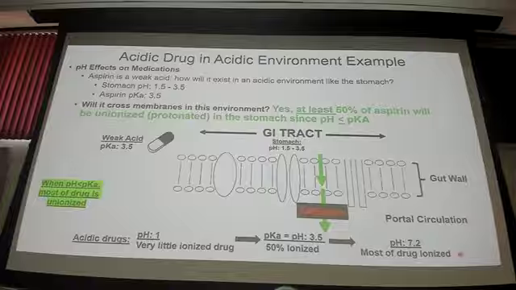Now, if we take a pH of 7.2, which is found in the small intestine, aspirin will be charged and it will not cross the membrane. And so for acids, we know that when pH is less than pKa, 1.5 is less than 3.5, most of the drug will be unionized and will cross through the gut wall through diffusion. Any questions about that?